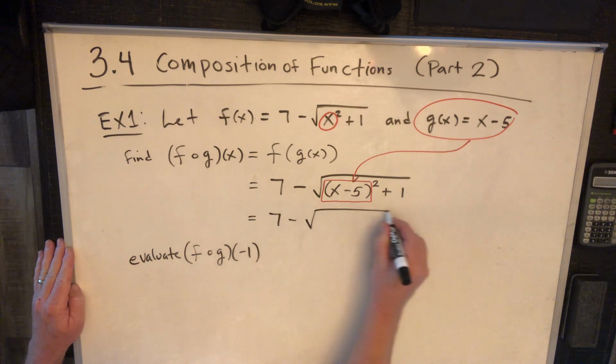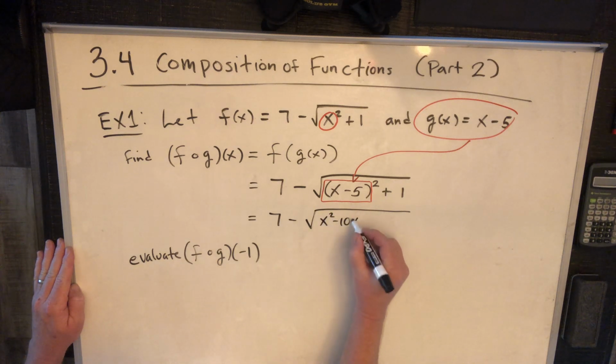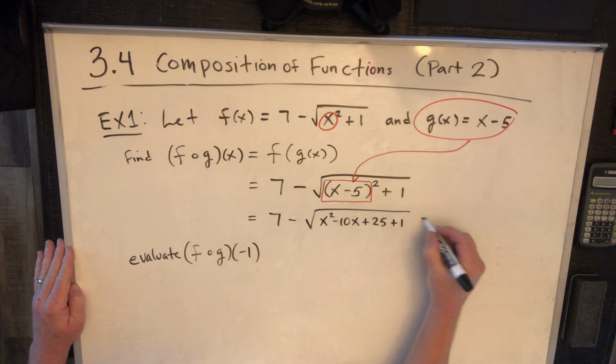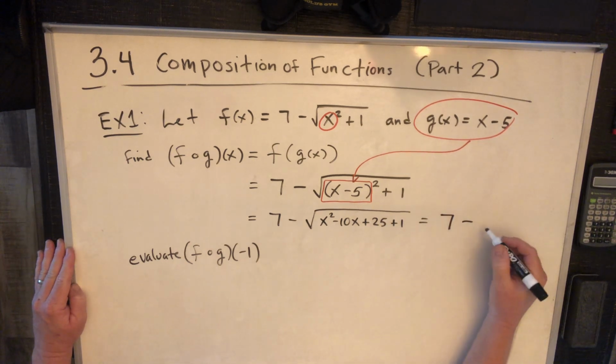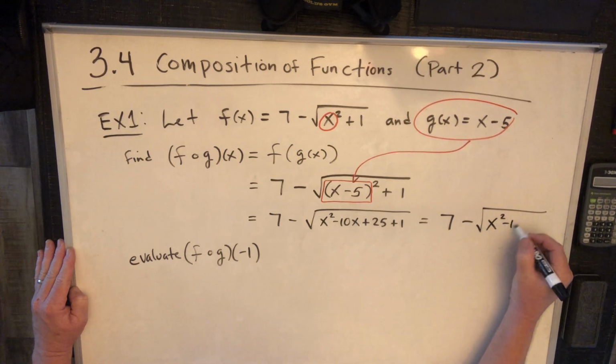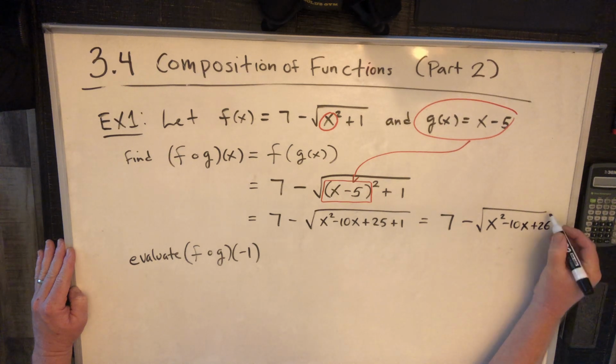We'll go ahead and do a mild amount of simplification. That'll be x squared minus 10x plus 25 plus 1. So our final answer is 7 minus the square root of x squared minus 10x plus 26.